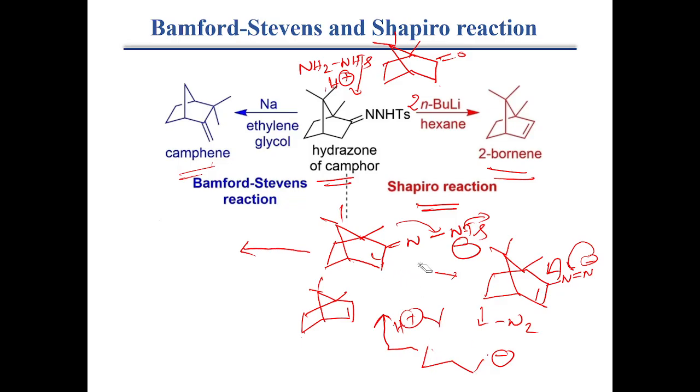But in case of sodium condition, what happened in this case? So sodium in presence of ethylene glycol forms sodium ethoxide, Na plus, O minus. This is not that strong a base which abstracts proton from this center. So it will abstract proton from the nitrogen and from this one.